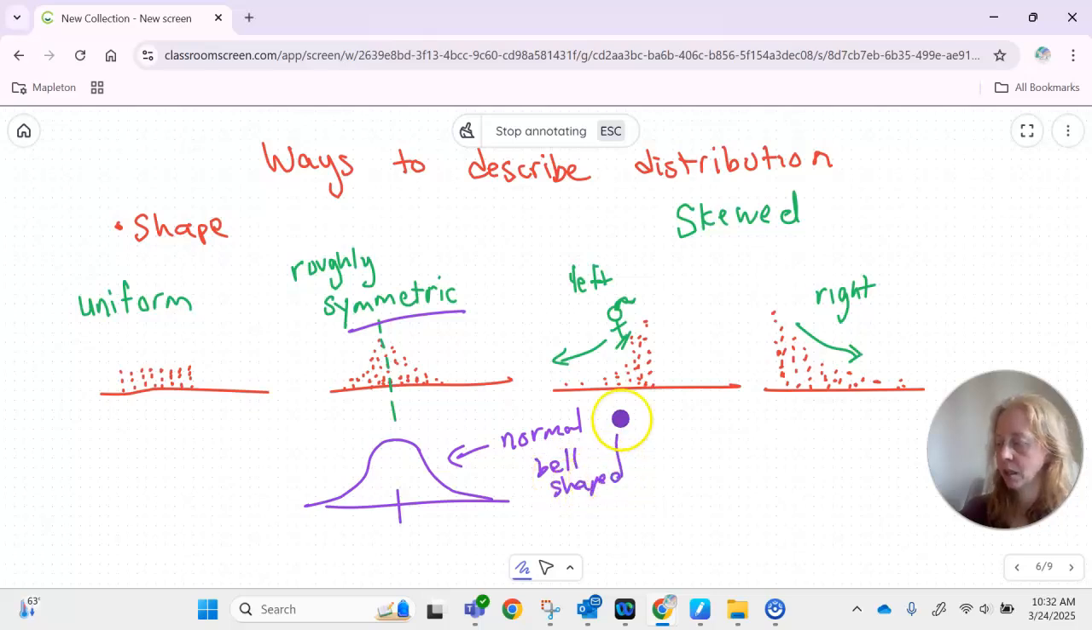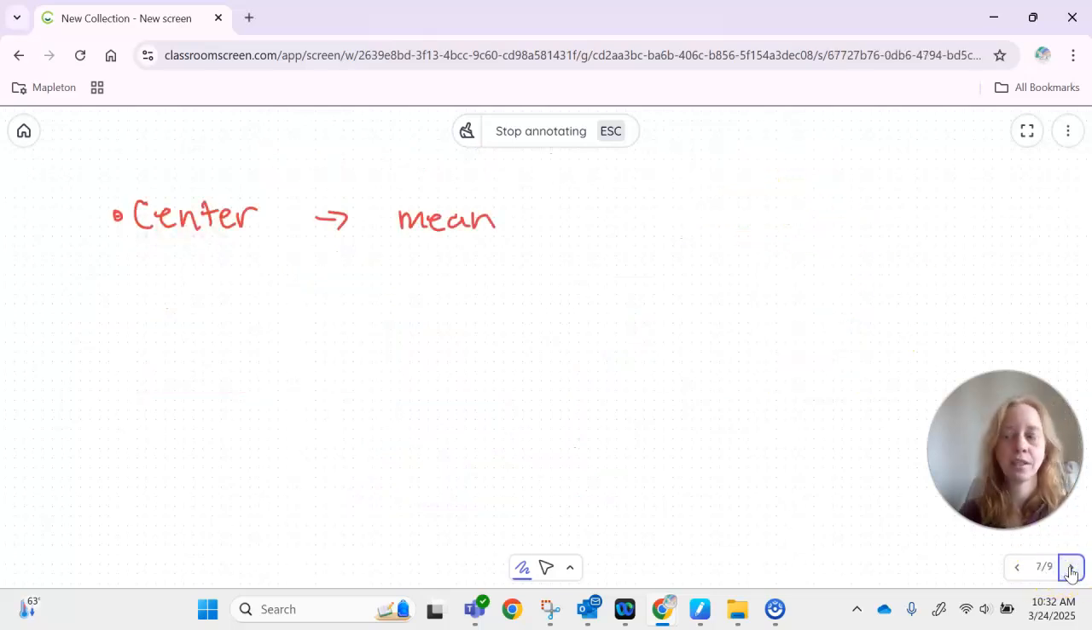Okay, let's look at our next one. So we've described the distribution with shape. We are also going to describe it with the center. Now, if it is roughly normal, roughly symmetric, we are going to use the mean. If it is skewed, we're going to talk about that later, or maybe we don't even get to it in this class. I don't remember, but for our purposes right now, we are going to use the mean.